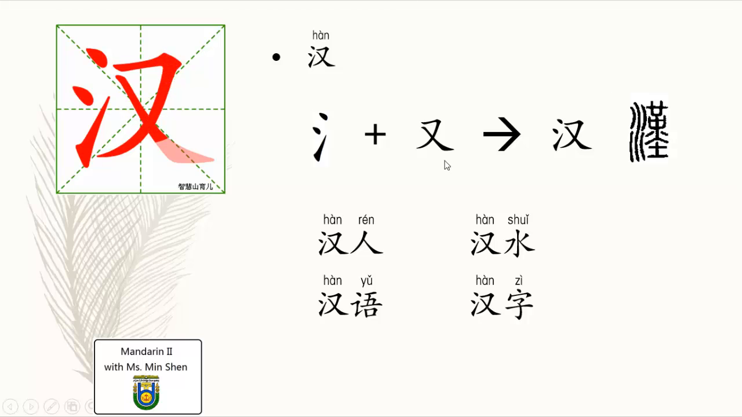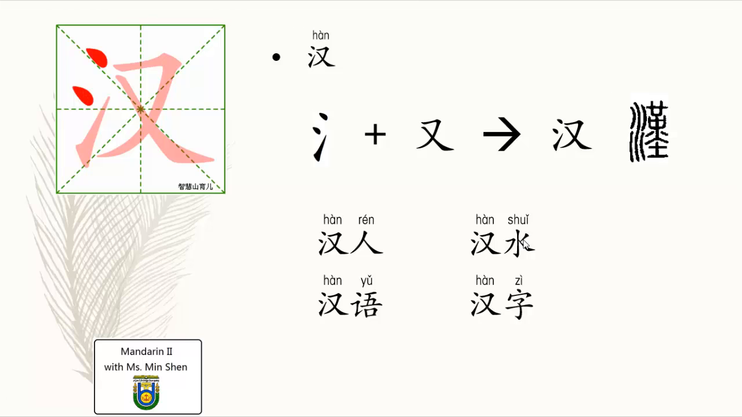In the traditional version, the right hand side is not a 右. It's something like this. It's very complicated. But today, because we write simplified version, then we make it simple just to be a hand. And this is 汉, right? This refers to a water, the water's name. 汉水. There's a river called 汉水.